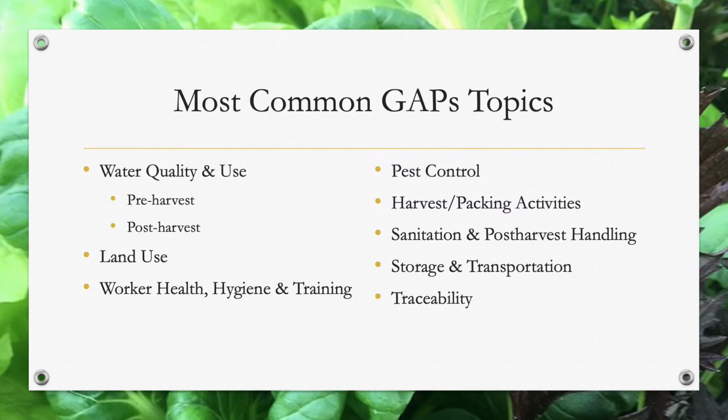We're talking about land use. Yes, you are in a controlled environment in a greenhouse, but what was that land used for before? What has the surrounding land been used for? Things like that. And we'll get into that a little bit more. Worker health, hygiene, and training. Pest control. We're not talking about insects there. We're talking about any sort of animal that might get into the greenhouse. Harvest and packing activities, sanitation and post-harvest handling, storage and transportation, and then finally traceability.